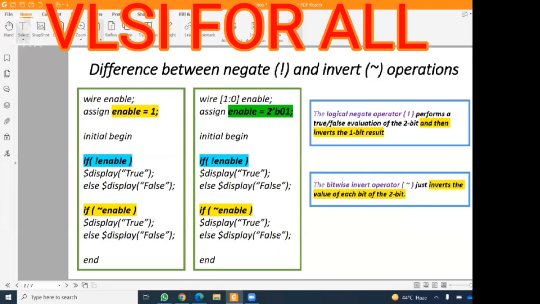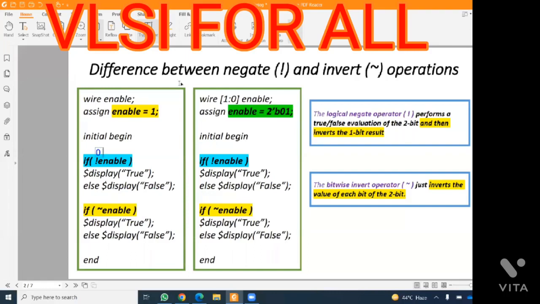Now, we have declared a wire as enable, right? We are assigning a 1 to it. Now, in an initial block, we are negating this value using this negation operator, right? So, any idea what this is going to return? Negation enable? Any guess? 0. 0. Any other? Anyone saying 1?